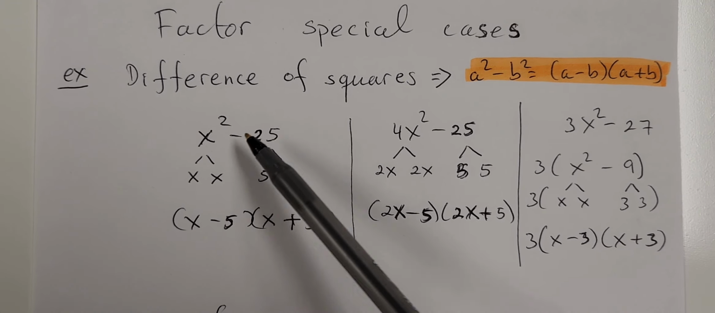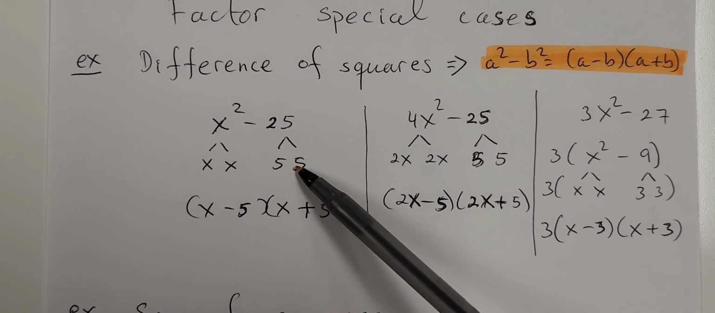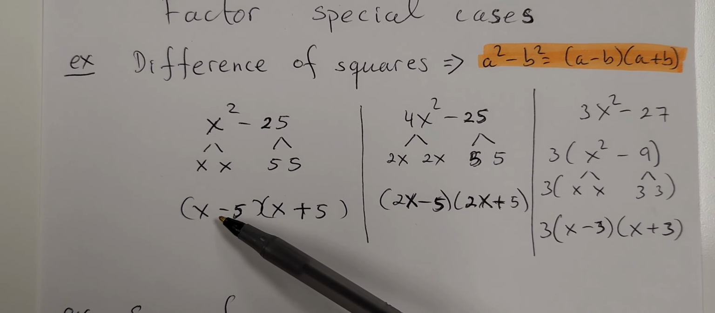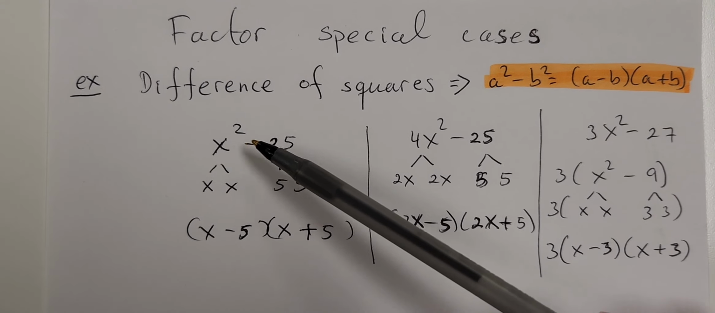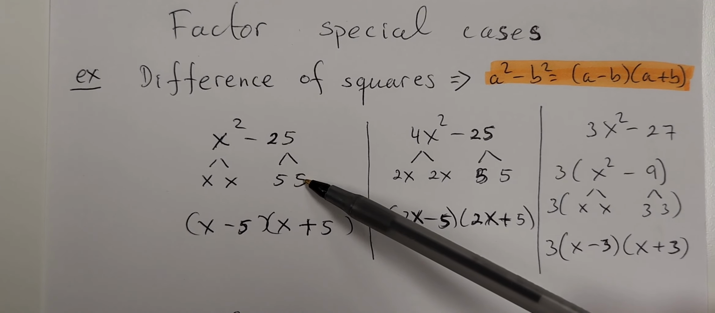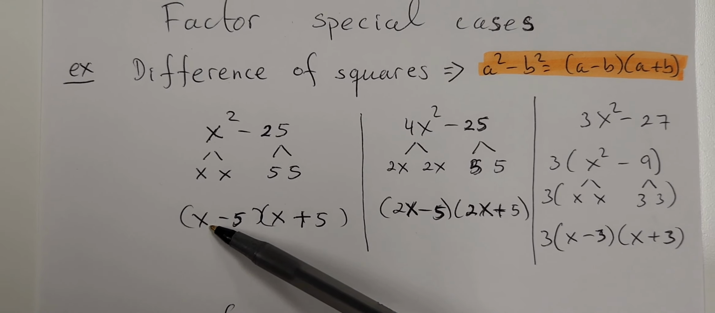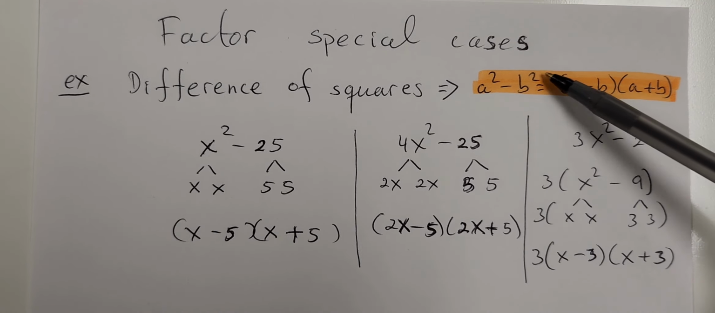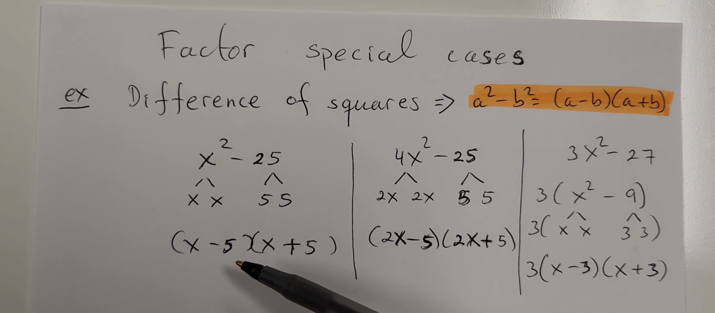x squared minus 25. I have 2 x's, and then 25 is 5 times 5. Since the minus is in the middle, I can write it as x minus 5 and x plus 5. One more time. x squared minus 25. There are 2 x's. 25 is 5 times 5. In the middle, there's a minus. So I can rewrite it as x minus 5, x plus 5, exactly as our formula up here. Okay, so be very careful. Again, this is called difference of squares.